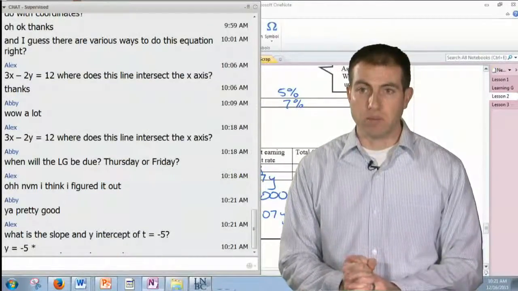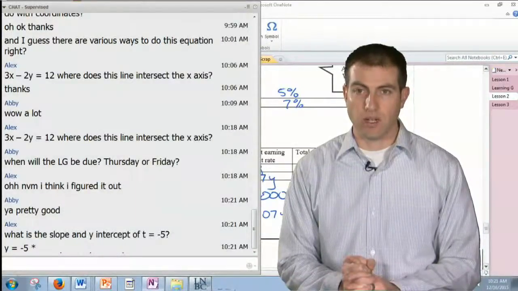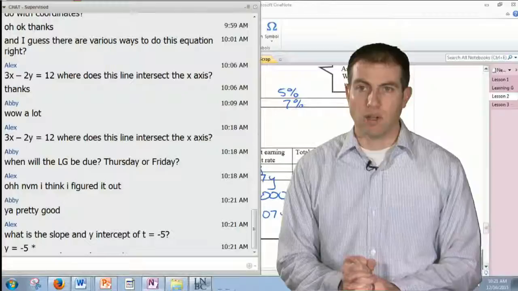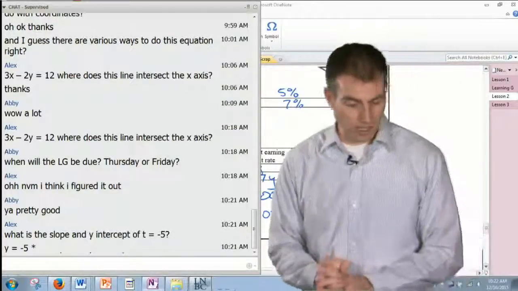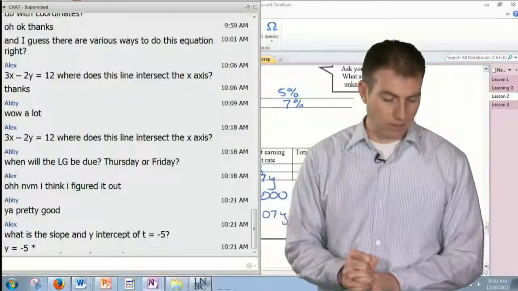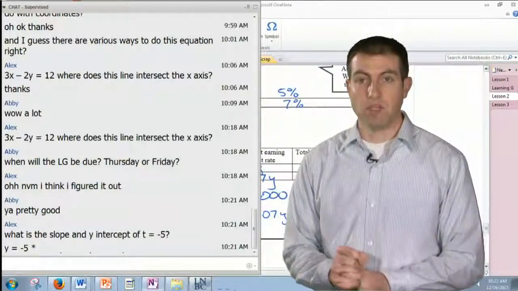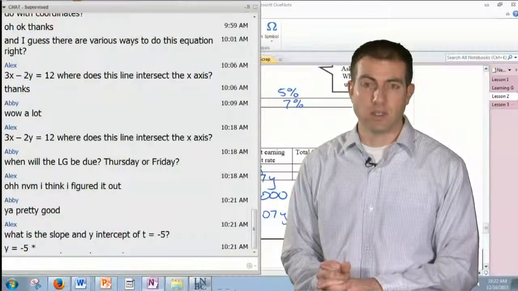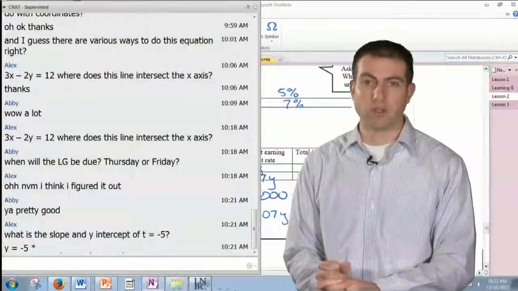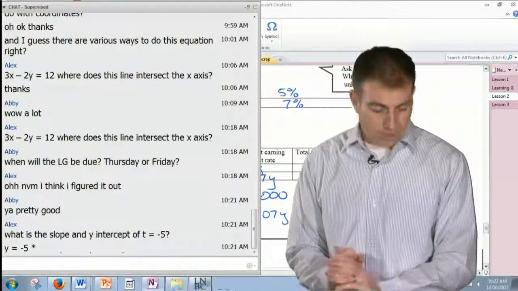What is the slope and y-intercept of t is 5 and y is -5? I'm not sure where that's coming from, Alex. It's something I can't answer unless I know more information. Maybe if you want to throw the question in next day at the beginning of class, we can do it, because all of next class will just be going through some of these problems you guys have from the learning guides. So there you go.